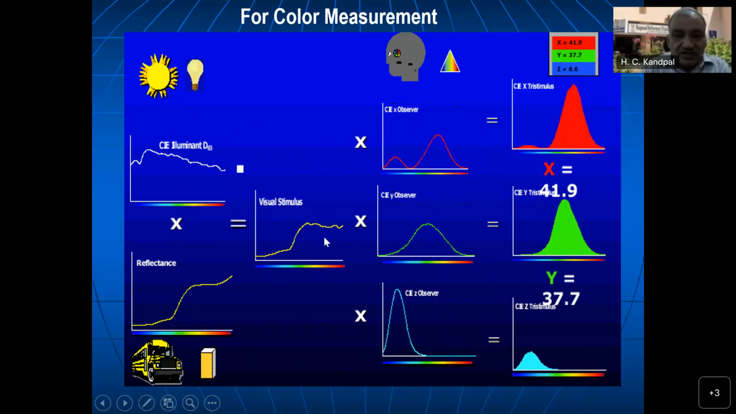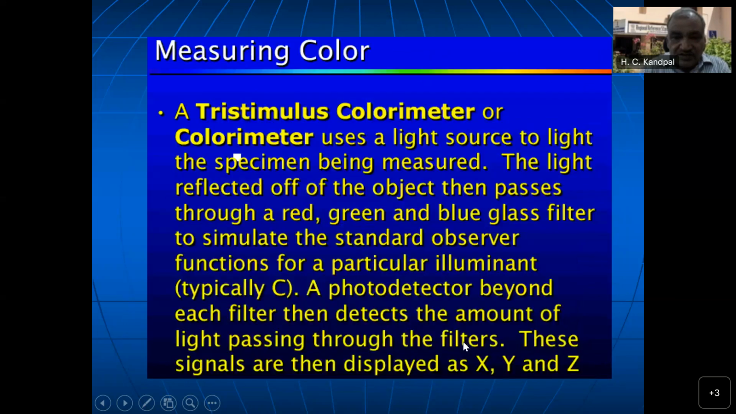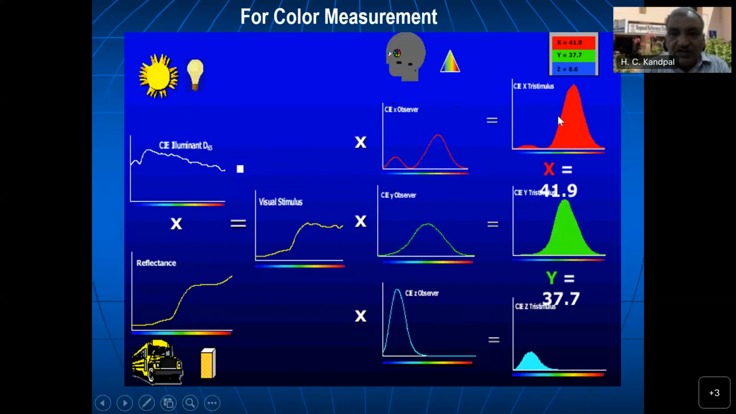Now, if this is weighted by the red response, green response, and blue response of the human eye, then we can have the measurement done in terms of numbers. And when we do measurement in terms of numbers, then we can define what is called colorimetry. So these are three stimuli, X, Y, and Z. We can have these X, Y, and Z values measured by means of a tri-stimulus colorimeter. It is named tri-stimulus because we are measuring three stimuli, which our cones actually measure.